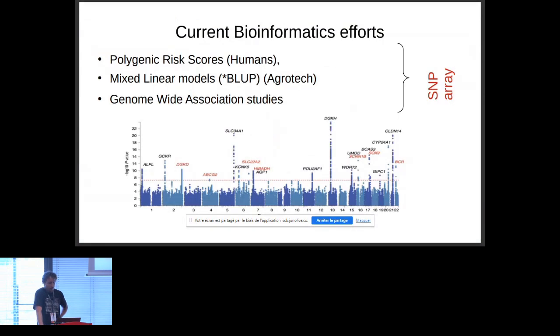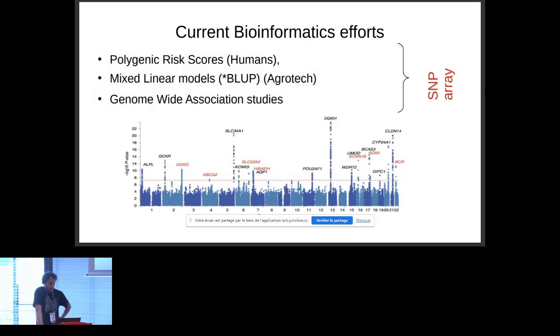Existing genome interpretation models are mostly based on statistical approaches, such as polygenic risk scores in humans or the BLUP family of models for cattle and crop breeding. Those methods were developed before the next generation sequencing explosion, and therefore they mostly rely on SNP array data, such as the one used for genome-wide association studies.